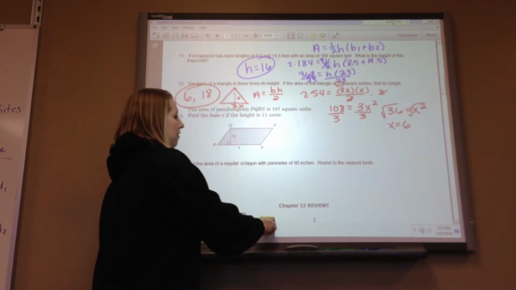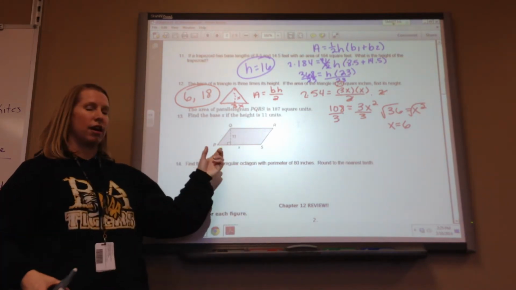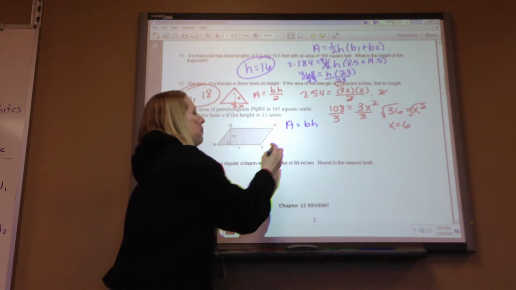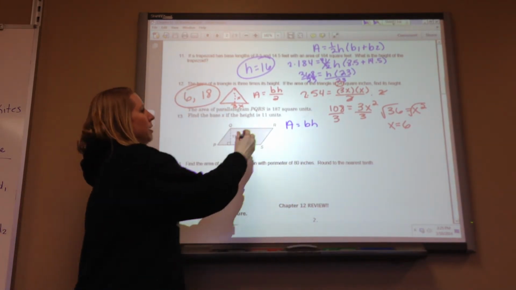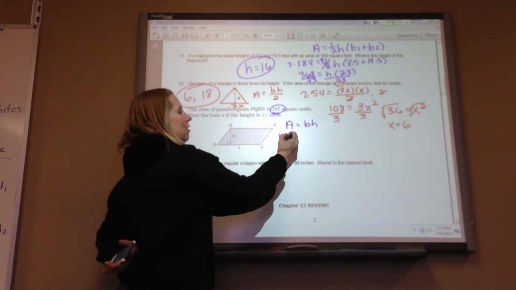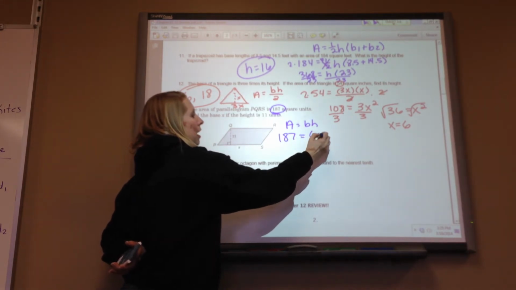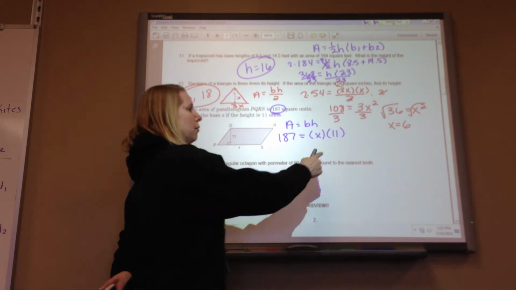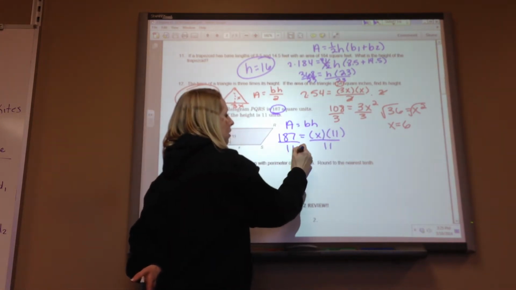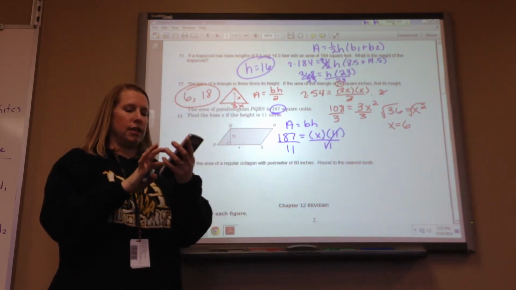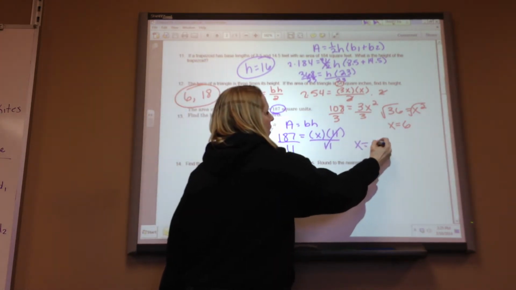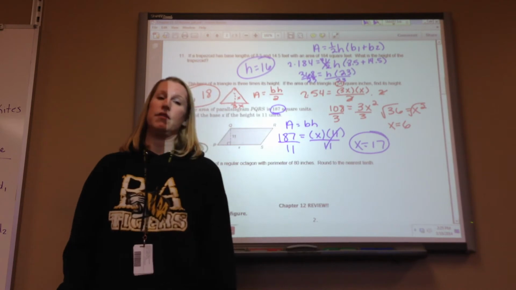Okay, on this one, we have to figure out the base. Area of a parallelogram is just base times height. So I don't know the base. I do know that the area is 187. So 187 equals base times height. So to solve, just divide by 11. These cancel. 187 divided by 11 is 17. The base is 17.